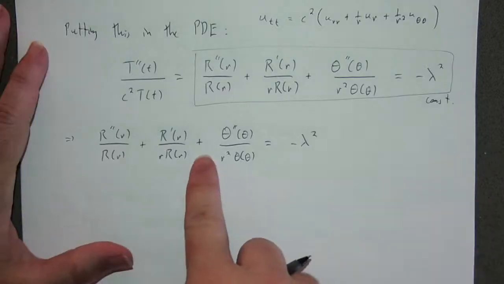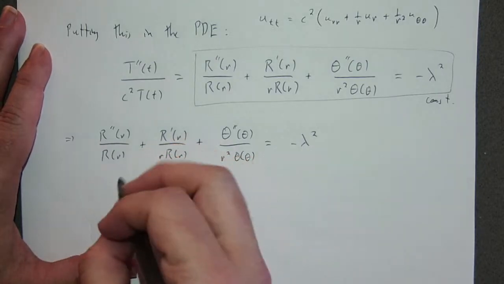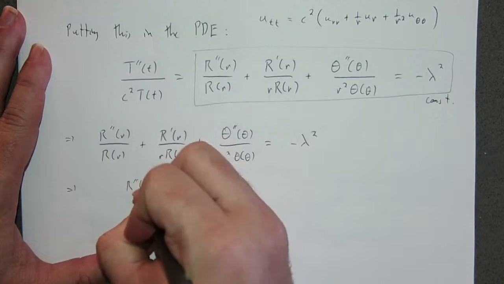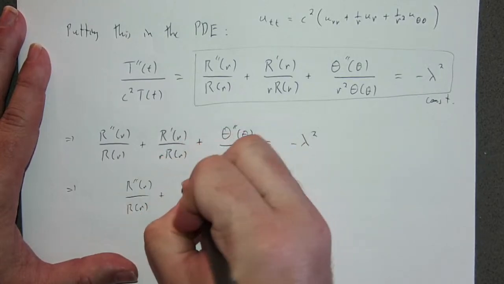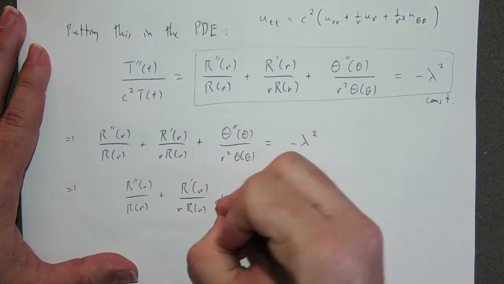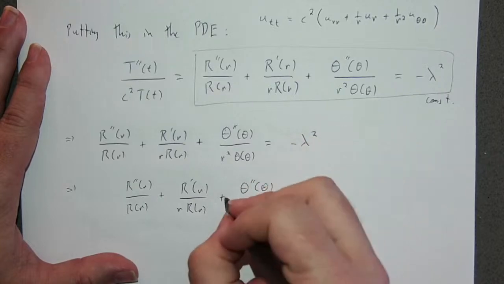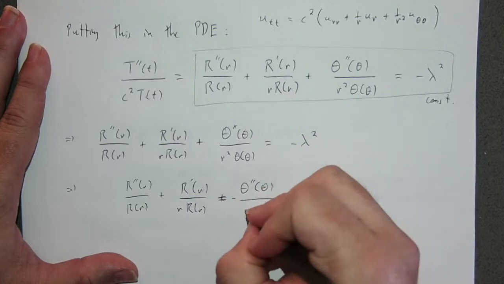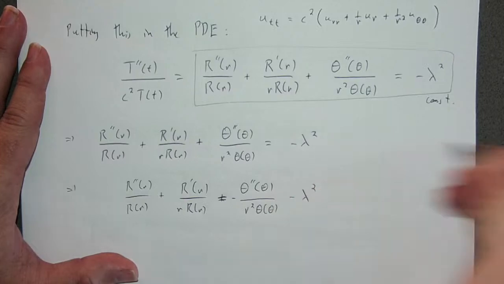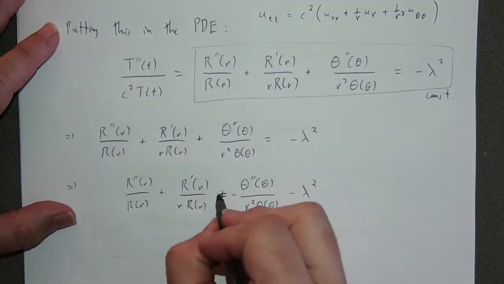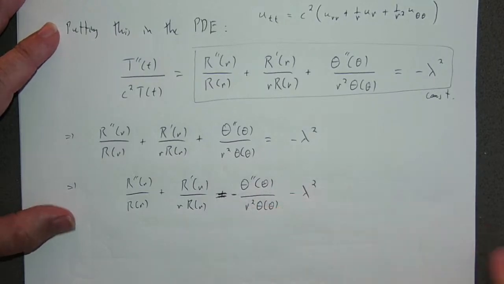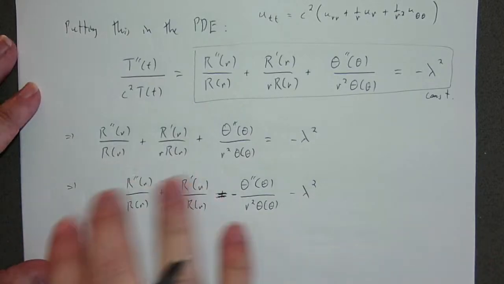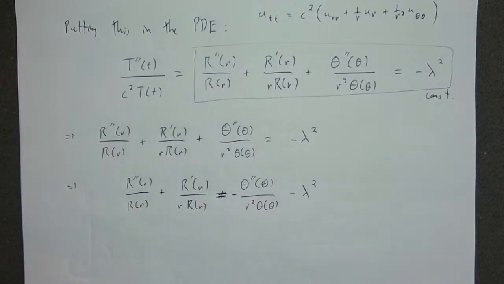Well, I can move this over if you like. So R double prime over R plus R prime over r times R, or here, let's actually just go ahead and move this over, plus lambda squared, equal to minus Theta double prime over r squared Theta. So on the left, I have nothing but r here. On the right, I have nothing but theta, and this is a constant. This also has to be a constant, because again, here's theta, here's r, they're equal for all r and theta if we want a solution to this PDE everywhere in that domain.